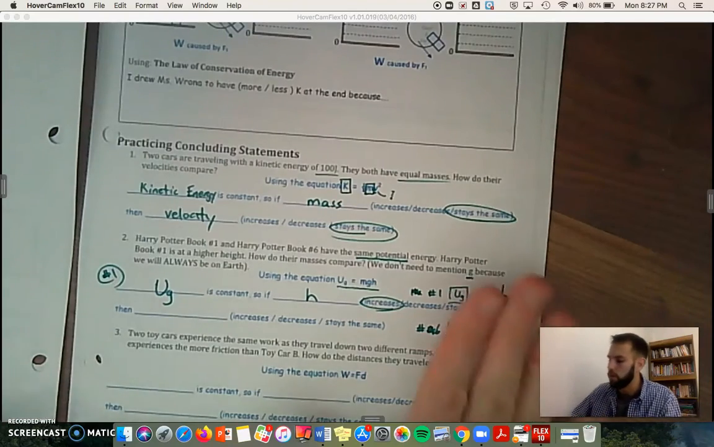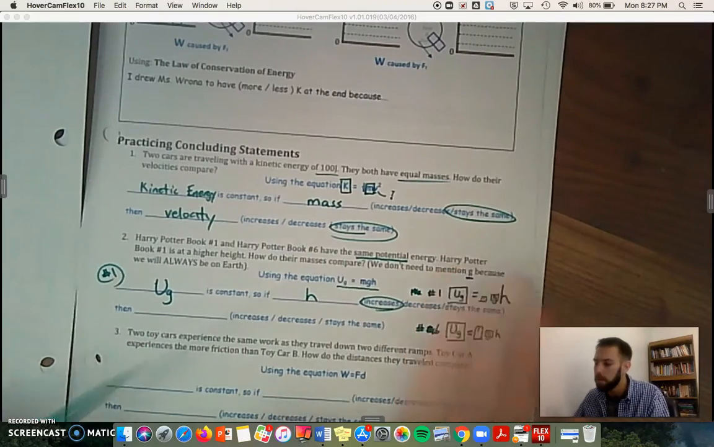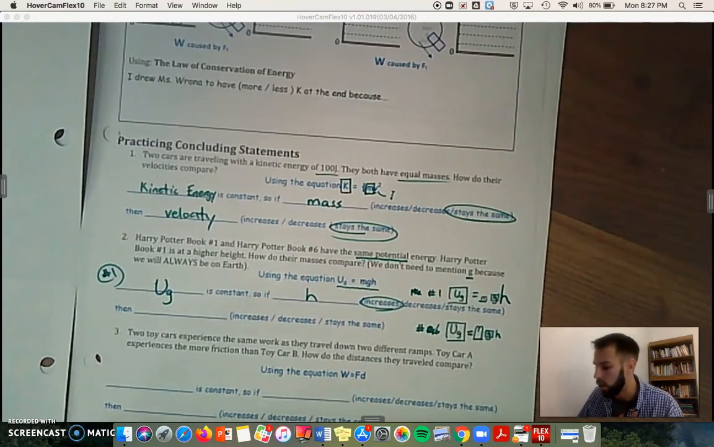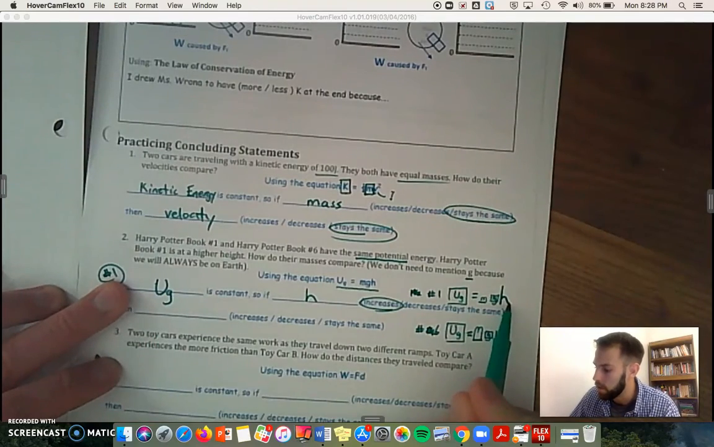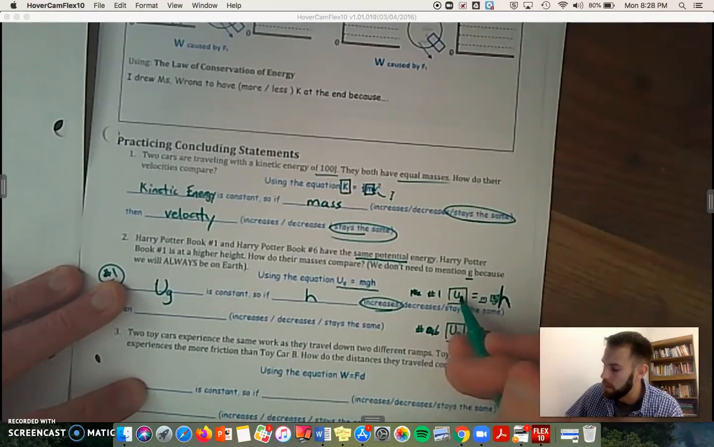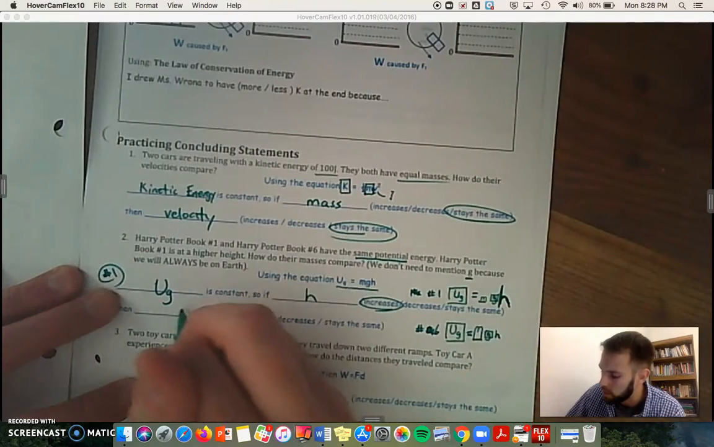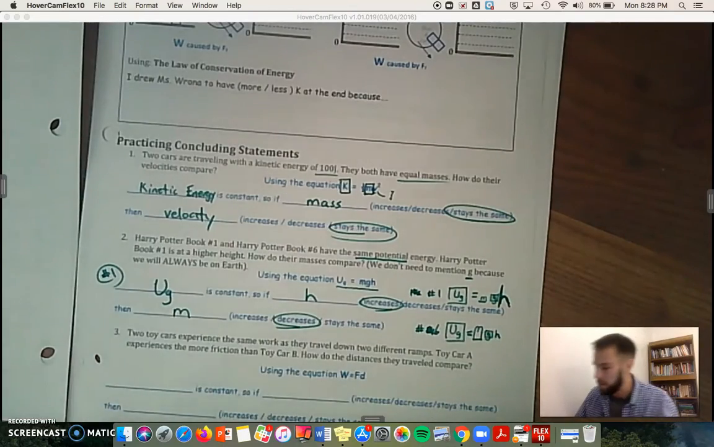Now, you don't have to write these equations out to write your concluding statements, but they can be really helpful, and I always do this. So again, if potential energy is the same, but this has a greater height, the way that this still is going to give me equal potential energies is if this has a smaller mass. So then mass decreases, or is less than, all right?